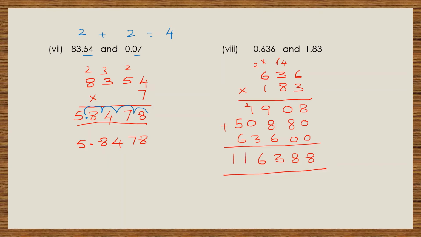Go back to the question and count the number of decimal places. 1, 2, 3 here, 1, 2 here. So totally we have 5 decimal places. Our answer also should have 5 decimal places. So let's start moving. 1, 2, 3, 4, 5. So this is where the point comes. So what's our answer? 1.16388. So check your answer and the question and see if you have the same number of decimal places.